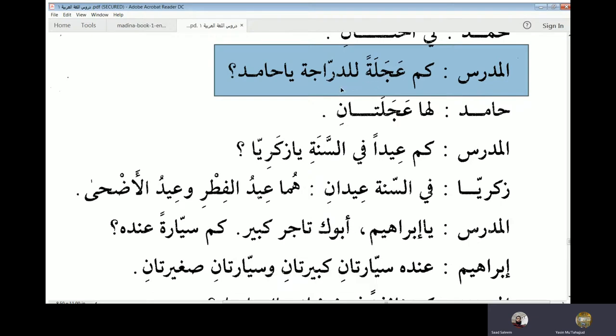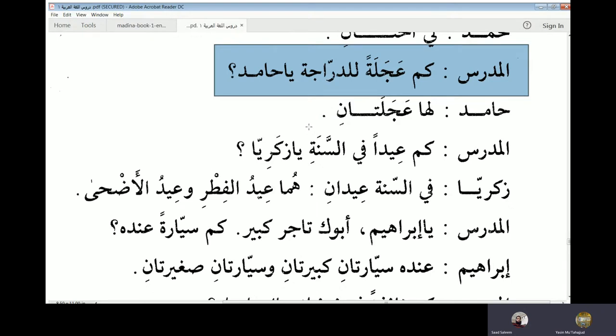Kam ajlatan lil darajati. Okay, lil darajati. Ya Hamid. Okay, one second, that's a new word too. I just learned that. Draja means bicycles. And ajala means, that's a new one, I just learned it, wheel. W-H-E-E-L. Oh, okay. Wheels.